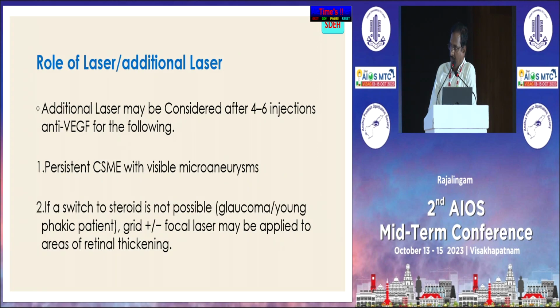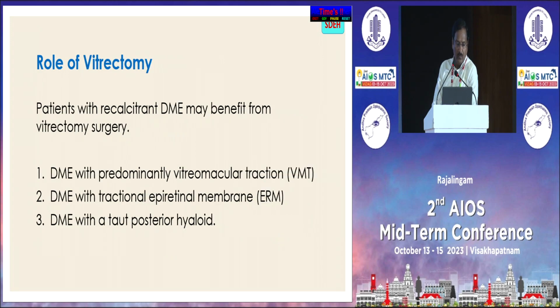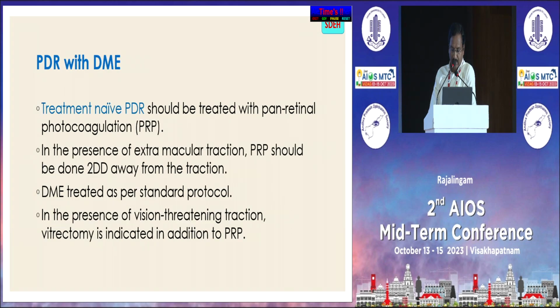Where is the role of laser in DME? Additional laser may be considered after 4 to 6 injections of anti-VEGF for persistent CME with visible microaneurysms. If a switch to steroid is not possible, that is in glaucoma or a young phakic patient, then you can subject the patient to grid or focal laser. Role of vitrectomy in DME: where DME with predominant vitreomacular traction is there, DME with a tractional epiretinal membrane, or DME with a taut posterior hyaloid, you can go for vitrectomy.